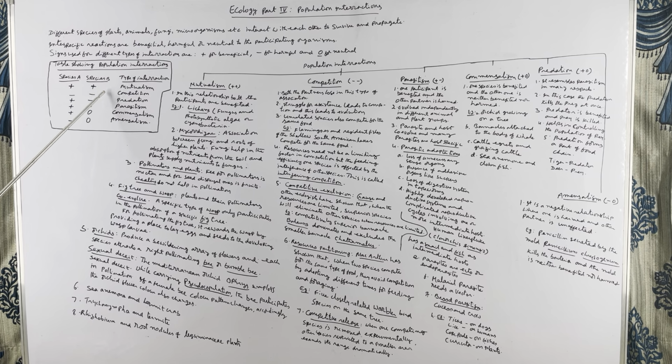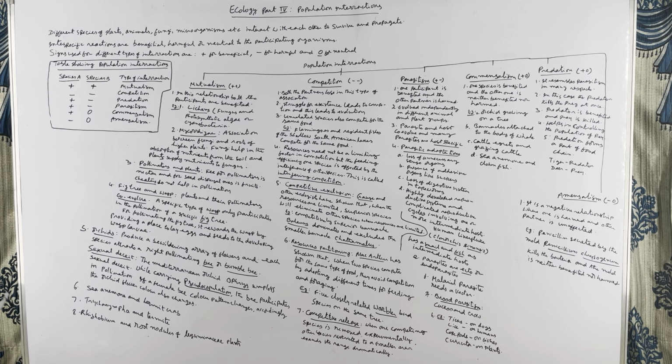Here I have given a table. When both the species are benefited, it is known as mutualism. If both the species are harmed, it is called competition. If one species is benefited and another one is harmed, it is called predation. In parasitism also, one species is benefited and the other one is harmed, but there is a difference between predation and parasitism. I will be explaining the difference later on.